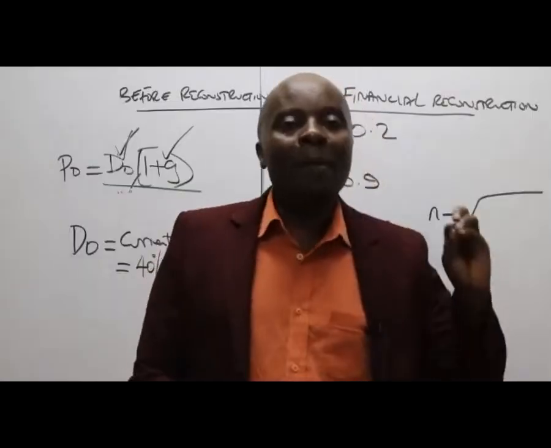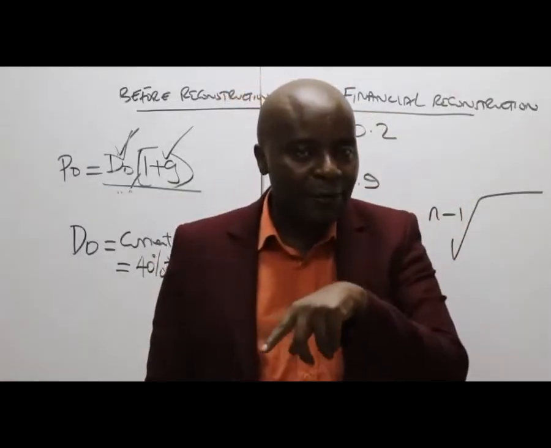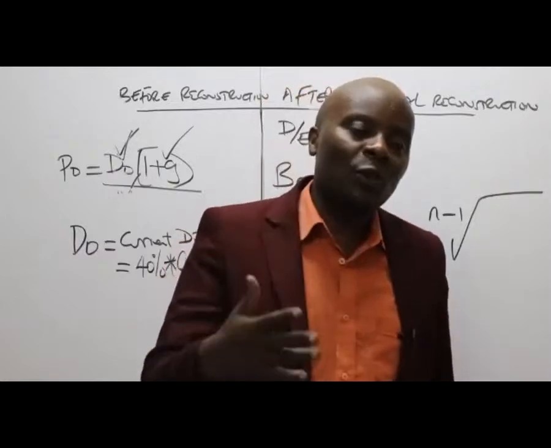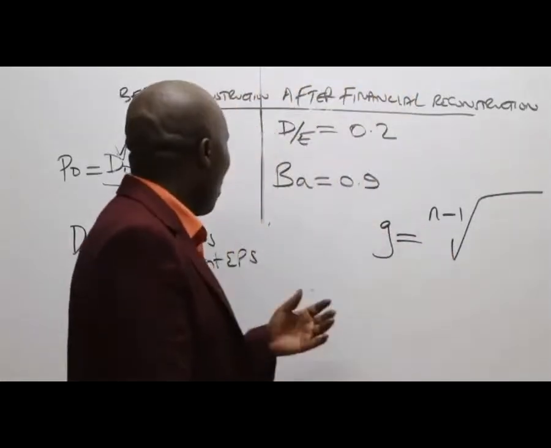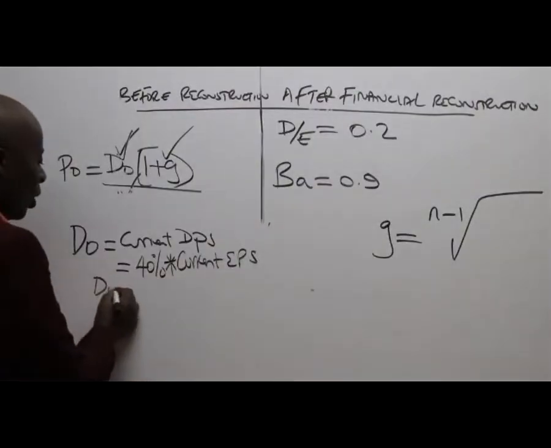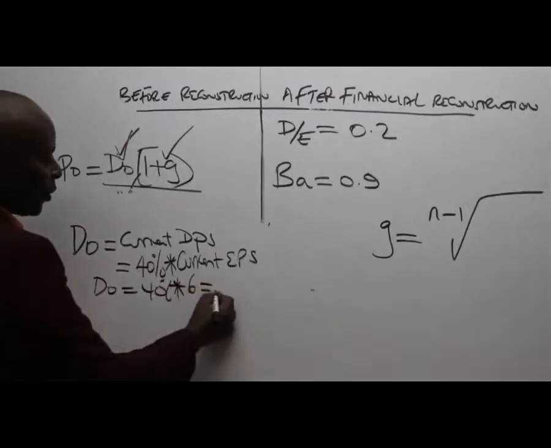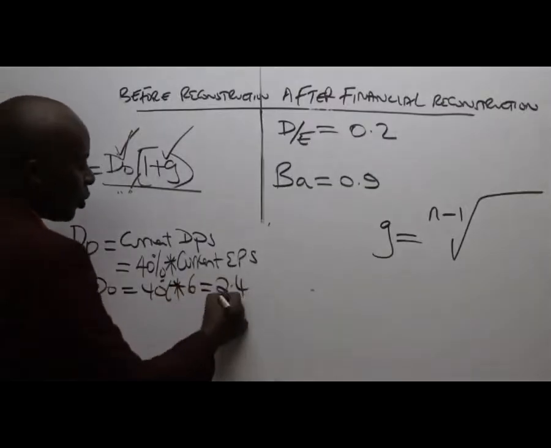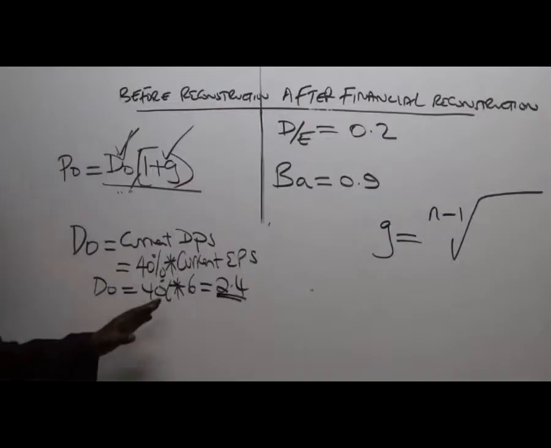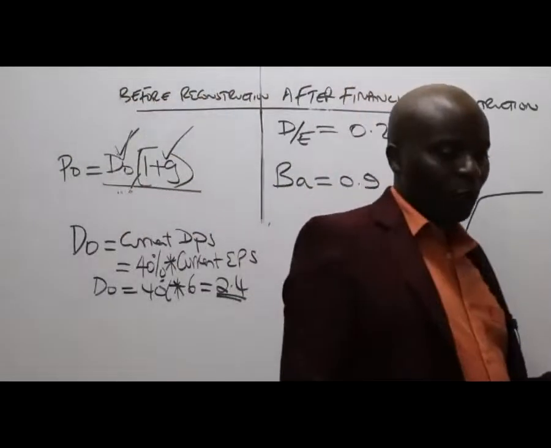Out of this current EPS of 6, some of this amount will be retained in the company for funding future growth. That's why we're getting g using the b times r. And 40% will be paid out. So the payout ratio is 40%, and my D0 will be 40% multiplied by the current EPS, which is 6. That is how those students who are getting 2.4 did it.